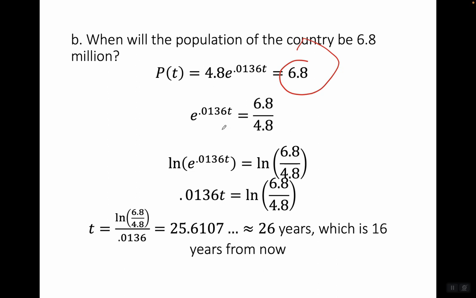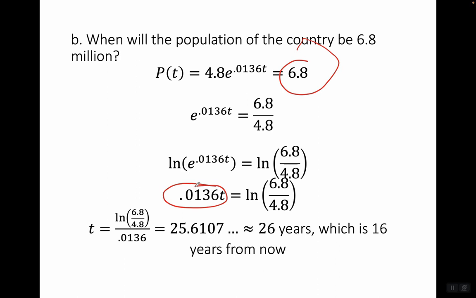So divide both sides by 4.8. We have e to the 0.0136t equals 6.8 over 4.8. You know the routine. So to get t all by itself, we take the natural log of both sides. Natural log of e to the 0.0136t is natural log of 6.8 over 4.8. The reason we did that is because the natural log and e cancel with each other since they're inverses of each other, and we're left with 0.0136t, and that's just the natural log of 6.8 over 4.8.